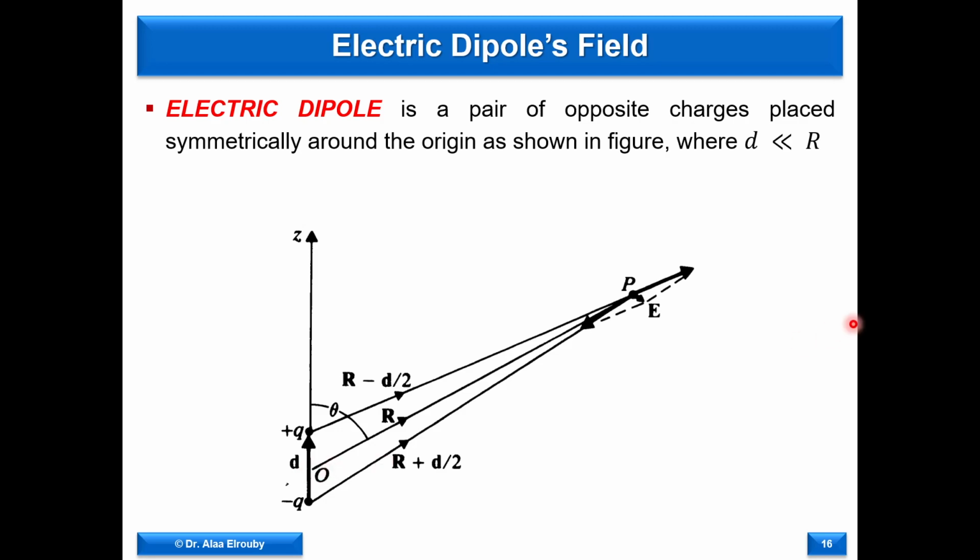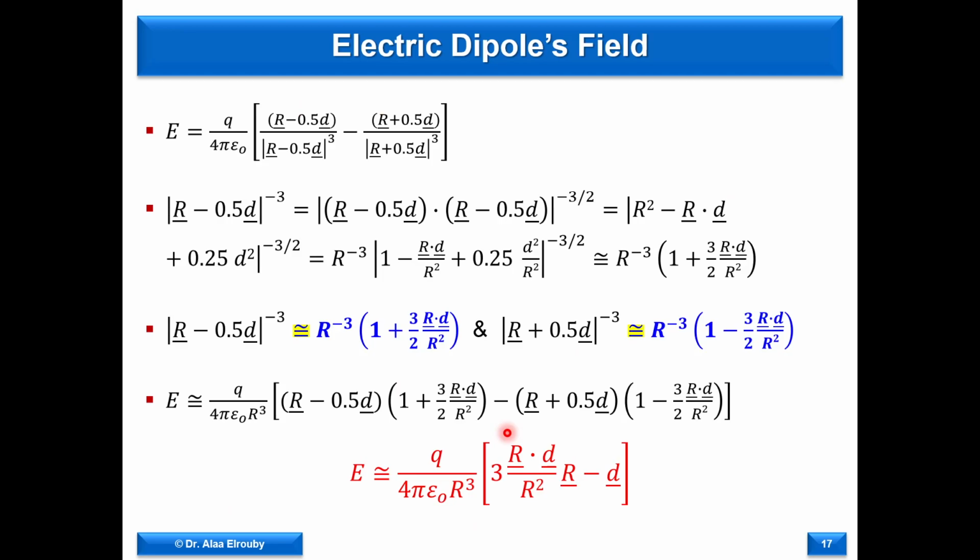We would like to find the electric field at an arbitrary observation point P that has a distance from the origin much larger than the separation between the 2 charges. So this is the required, and these are the given information. So we're going to apply what we just learned.